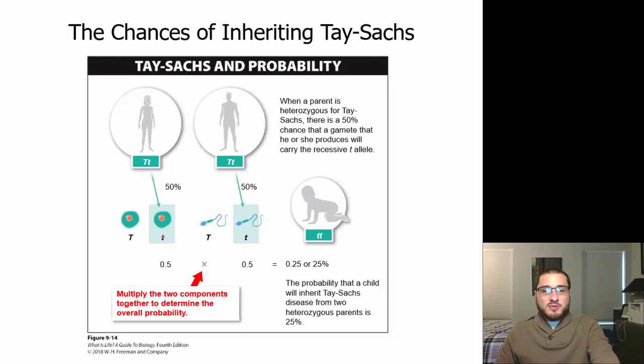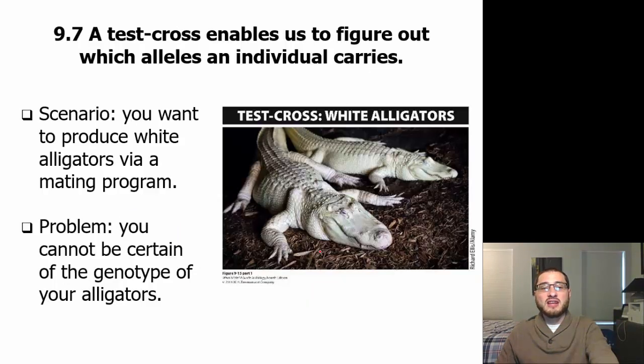Here's another example, 50% chance of having Tay-Sachs. Father, also 50% chance of having Tay-Sachs. So while both of them do not have Tay-Sachs, they are both carriers, and the child has a 25% chance of having Tay-Sachs disease.